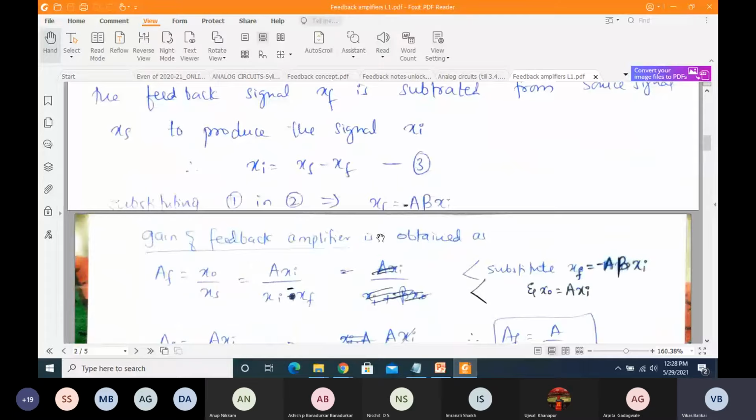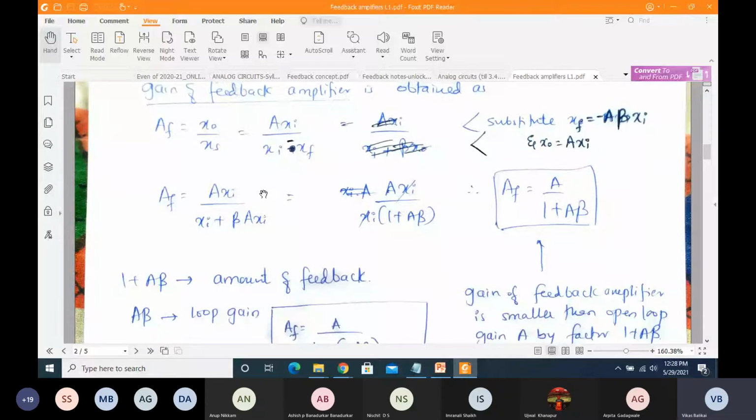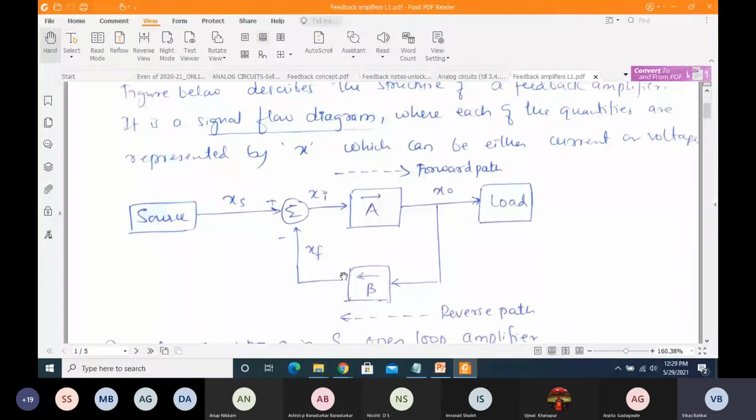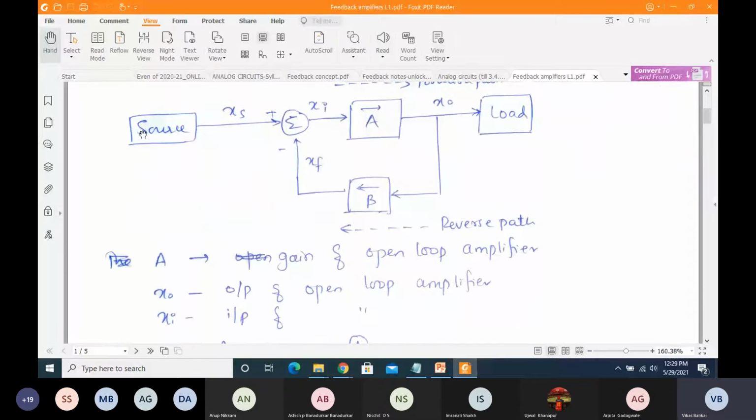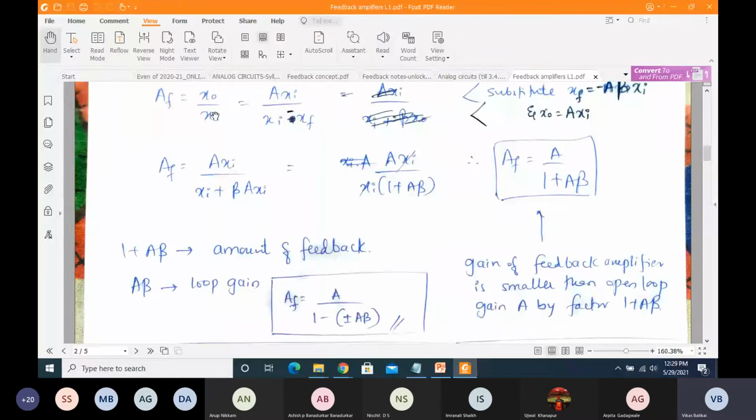Now let's try to calculate the gain. If I want to calculate the gain of the feedback amplifier, that's what we did in all the previous lectures. Gain can be calculated in two aspects. One, the gain of the amplifier, the gain of the entire amplifier circuit. Here I'm interested in calculating the gain of this entire setup with respect to the feedback concept. Then my gain will be output upon input. So my output upon input is given by gain with feedback, XO upon XS.